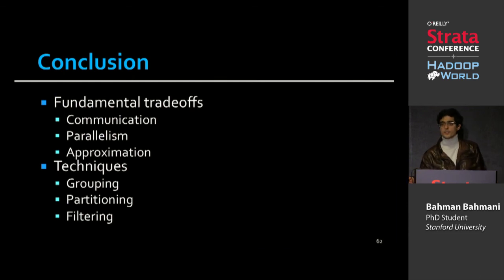So as a summary, what we saw was the trade-offs governing the MapReduce algorithms, and more generally, any scalable big data algorithm, between communication, parallelism, and approximation. And we saw 3 techniques to actually make these trade-offs efficiently. Those were the grouping, partitioning, and filtering techniques.